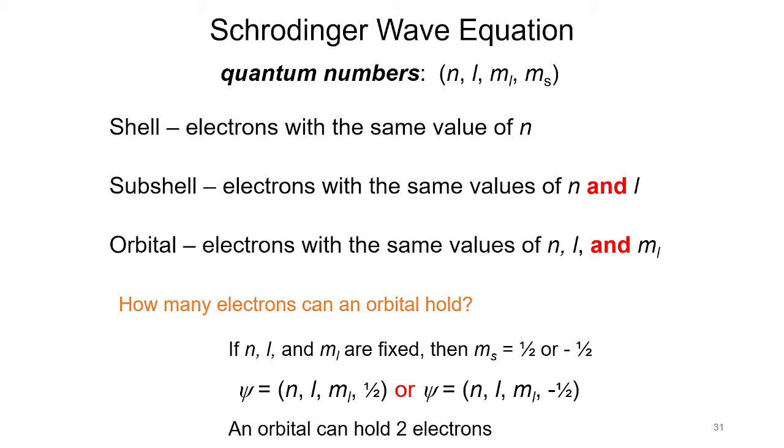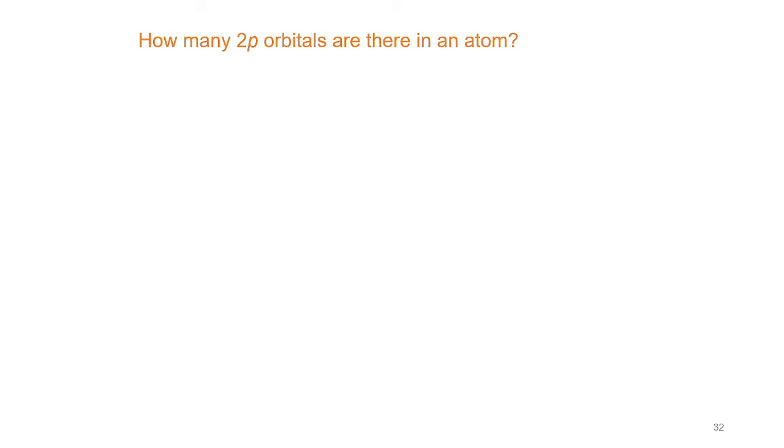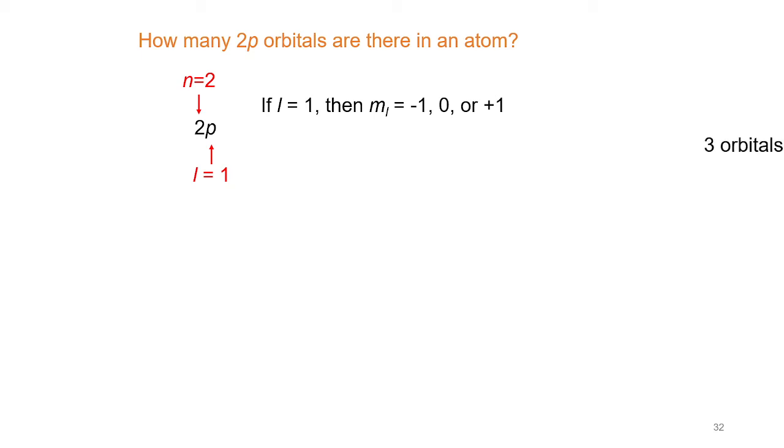So how many 2p orbitals are there in an atom? For 2p, n is equal to 2 and L is equal to 1, meaning there are m sub L values of negative 1, 0, and positive 1, meaning to say we have three orbitals.